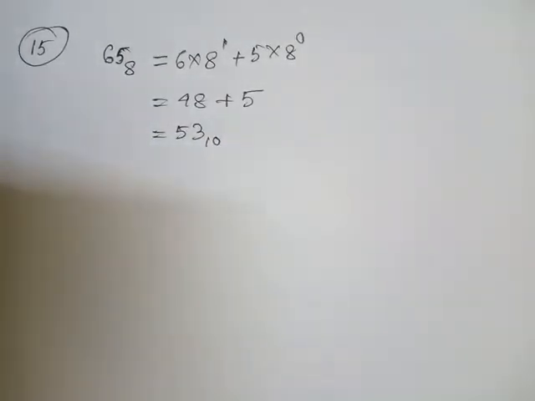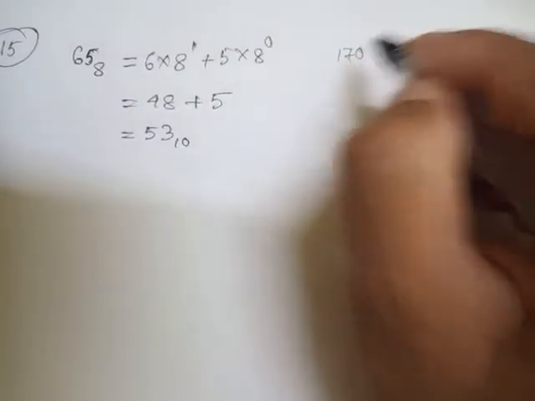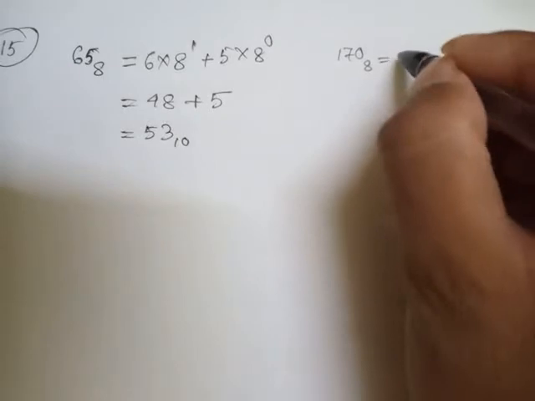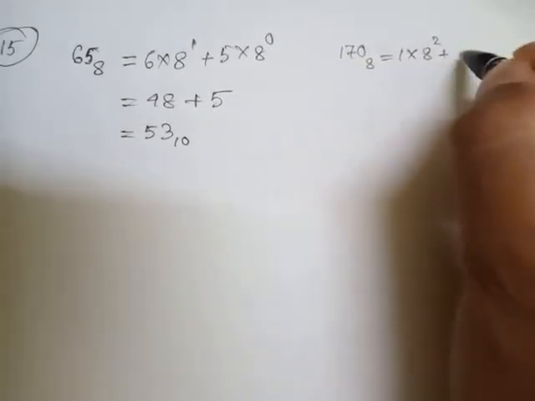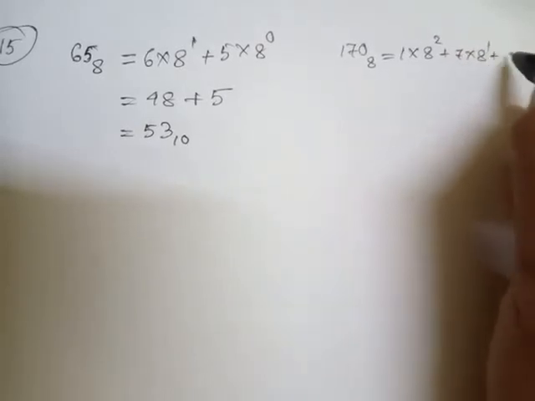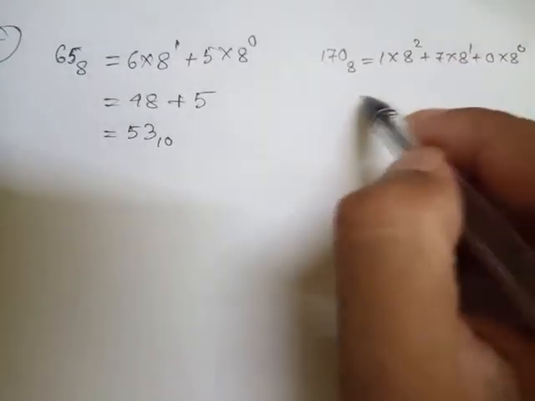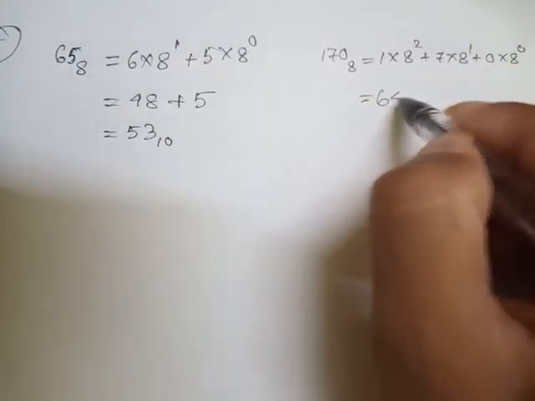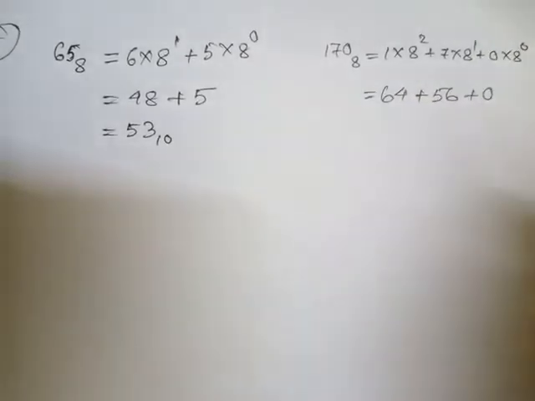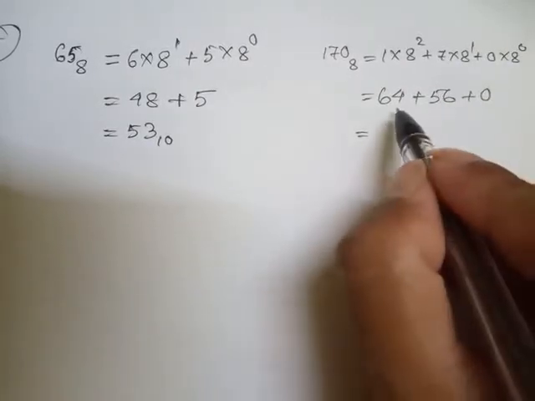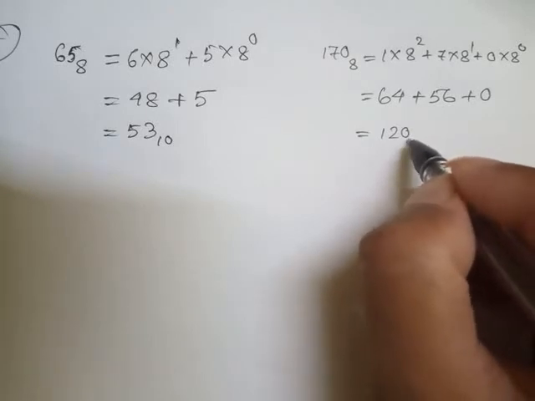Now the next one here, 170 base 8. Now look here, 1 into 8 squared, since after 1 there are 2 digits, then 7 into 8 to the power 1, then 0 into 8 to the power 0. Now 8 squared is 64, and 7 eights are 56, and there is 0. Now 64 and 56 is 120 base 10.